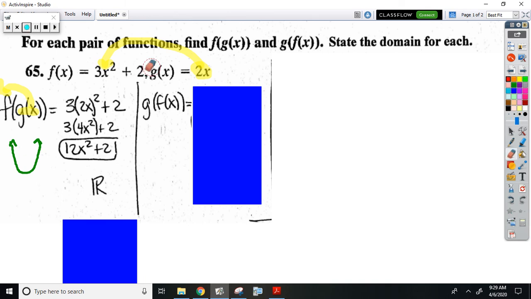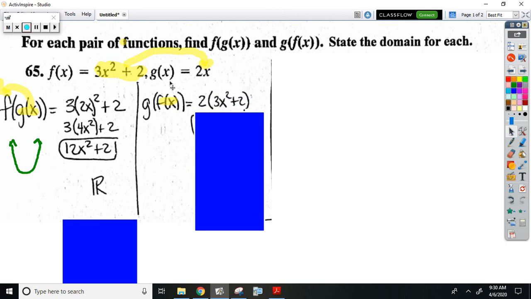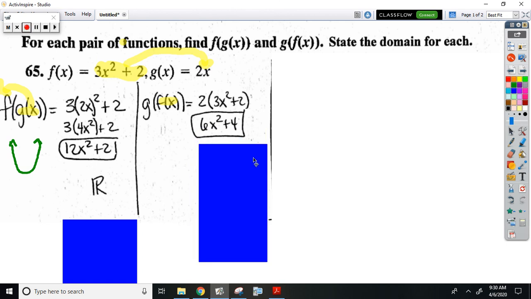Now, for the other function, they want us to do it the other direction, g of f of x. So in this case, we're going to take the f of x function and plug it into the g function. So I'm going to take this whole thing and I'm going to plug it in for x. Now when I do that, I again want to use parentheses because the thing I'm plugging in has 2 terms. We then need to use the distributive property. 2 times 3 is 6x squared and 2 times 2 is 4.